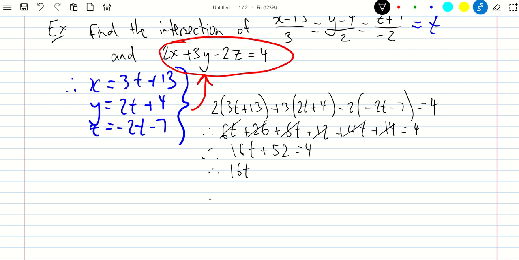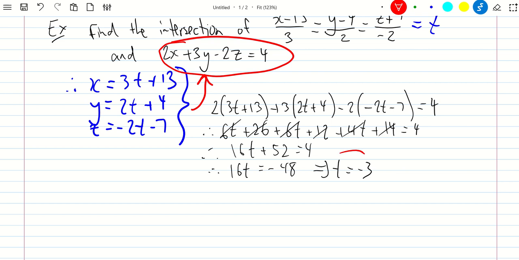Therefore, 16t is equal to 4 minus 52 from both sides. I get negative 48. So that gives me a t value of negative 3. In other words, when t is equal to negative 3, all of the values on the line will satisfy the plane equation. So I hope that makes sense.